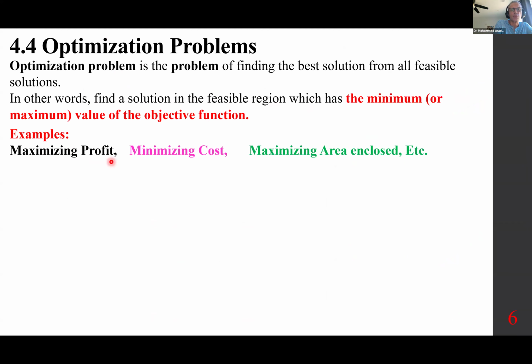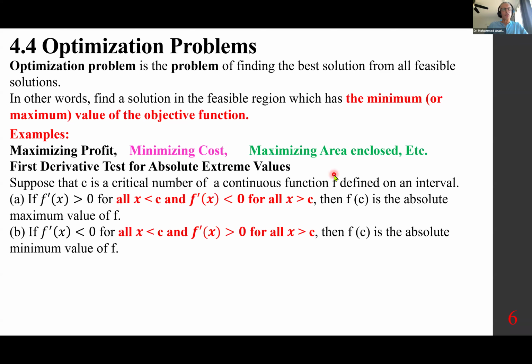Examples: we want to maximize profit, minimize cost, maximize area enclosed, etc. The first derivative test for absolute extreme values.